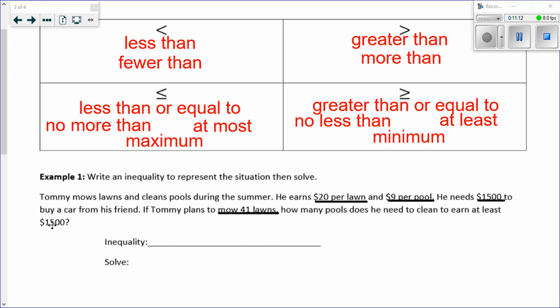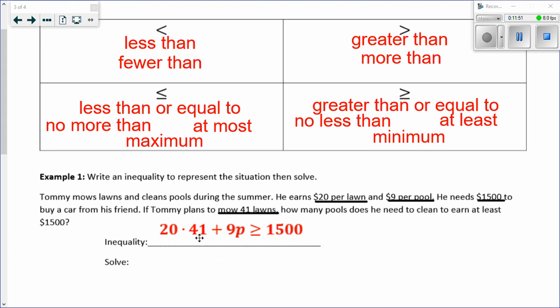Alright. So now I'm going to write my inequality. Per should be your hint that you're multiplying. So I know I'm doing $20 times the 41. $9 times I don't know how many pools. So 9 times X. At least is greater than or equal to 1,500. Okay? 20 times 41 for the lawns, 9 times P for the pools, and that, how much he actually earns, has to be greater than or equal to how much he needs.